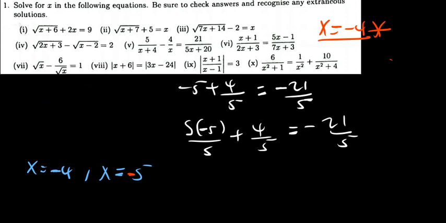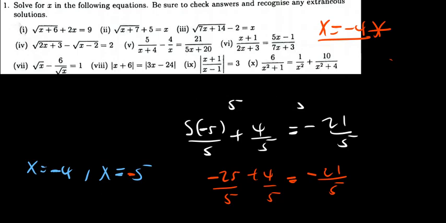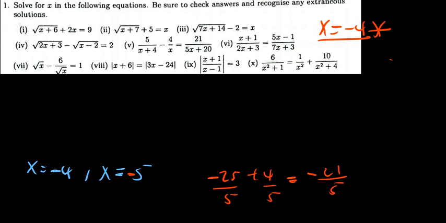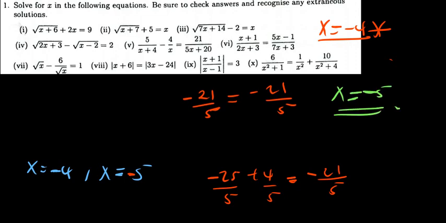So the common denominator here, since it's going to be negative 25 plus 4, divided by 5, is 5, equal to negative 21 over 5. The denominators are the same, so we add the numerators. Negative 25 plus 4 is negative 21, over 5, is equal to negative 21 over 5. So the only solution for this equation is that x should be equal to negative 5. As simple as that.